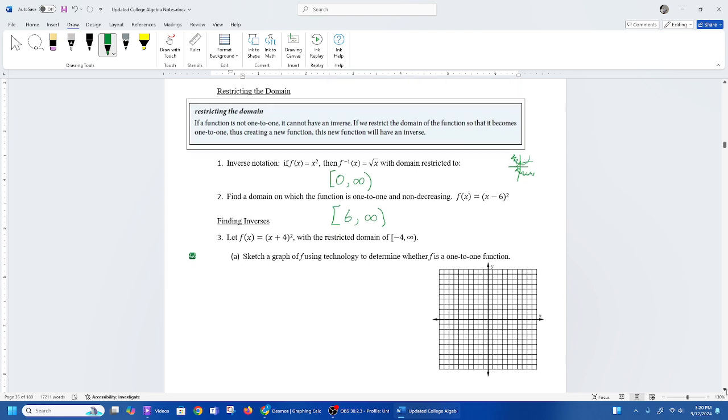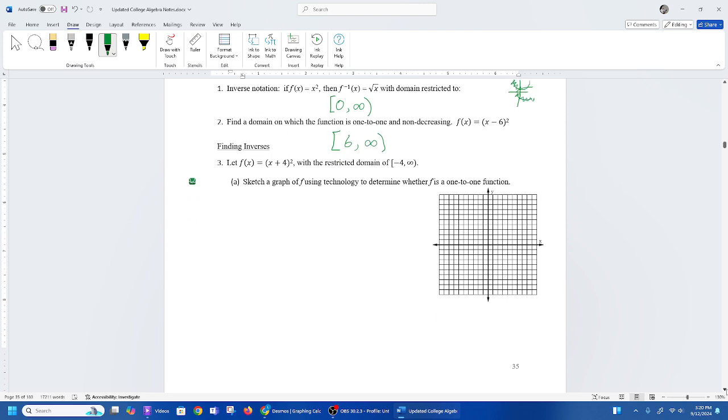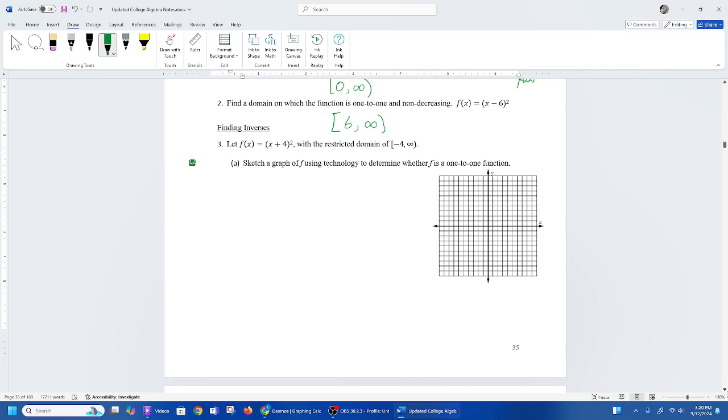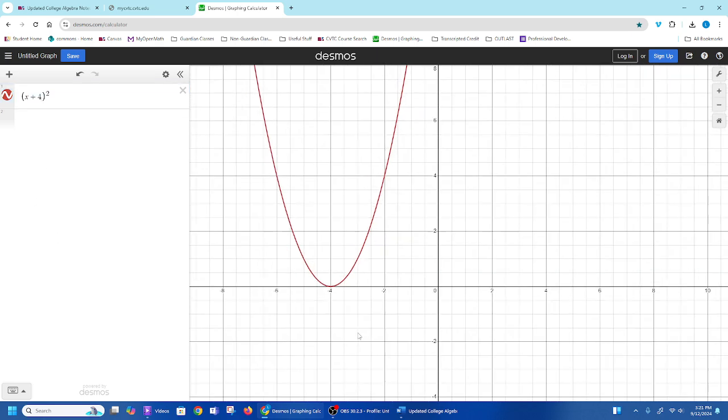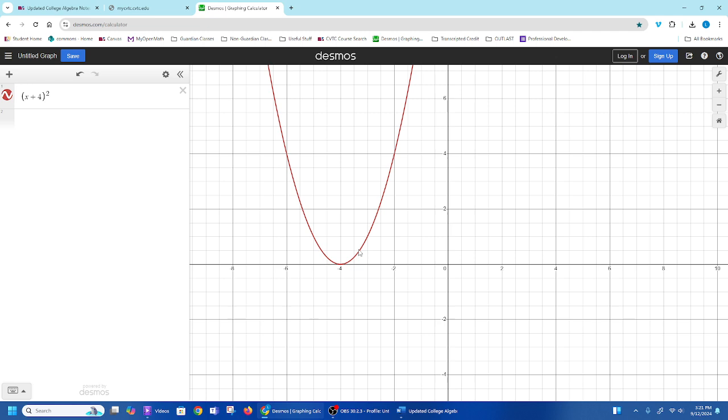Finding inverses. Let f of x equal (x plus 4) squared with a restricted domain, -4 to infinity. Sketch a graph using technology to determine if it's 1-to-1. So I'm going to turn my -6 into a +4. And here is our parabola. Now it says our domain is going to start at -4, so we're only looking at the right side of the parabola.